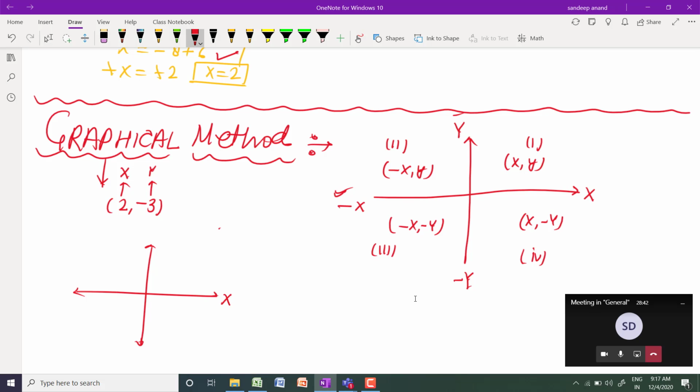This x is positive, so I am moving in the positive x direction. This is positive, so this is 1 and 2. And y is minus 3.